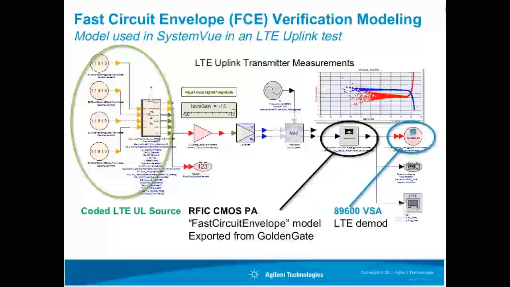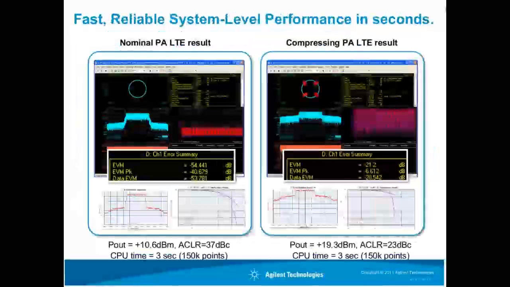So here's a quick example. Same circuit that we've shown before. We've got a coded LTE uplink source, and we've actually got a slider here, so we can control the amplitude going into our amplifier. We're modulating up to the RF frequency, and then we're going through our amplifier with memory effects modeled. And one of the nice things here is we're running our 89600 VSA right in the simulation. And so this simulation runs very quickly.